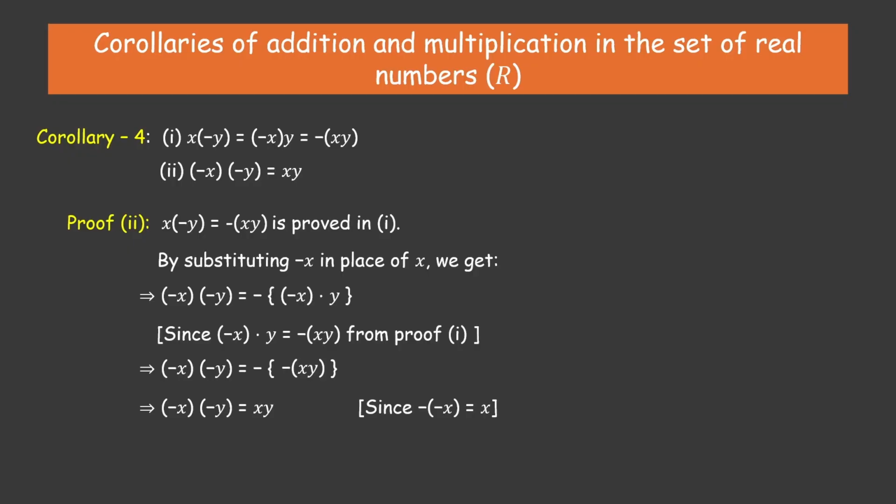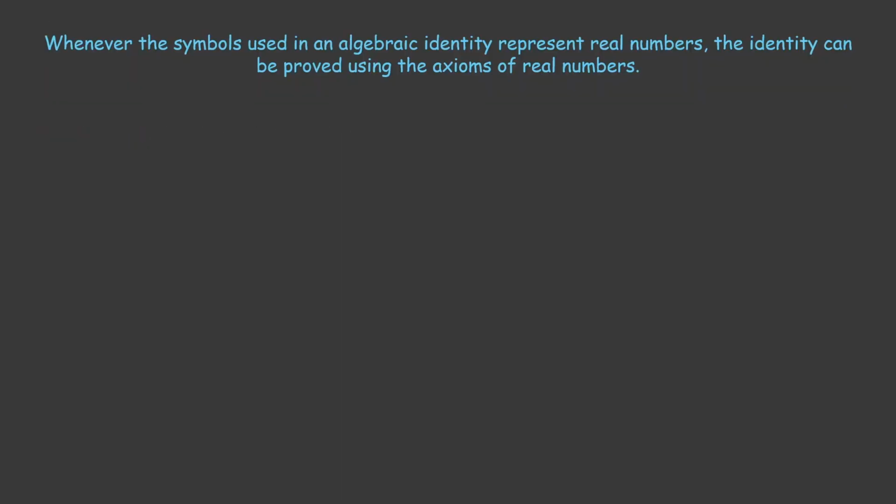Thus, by applying the axioms of addition and multiplication in the set of real numbers, we established several corollaries such as the cancellation laws and properties of zero, negatives, and inverses. These foundational results are not just isolated facts. They form the logical backbone for proving algebraic identities. Whenever the symbols used in an algebraic identity represent real numbers, the identity can be proved using the axioms of real numbers.